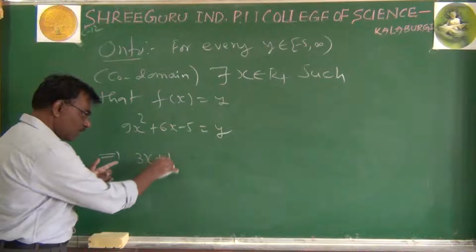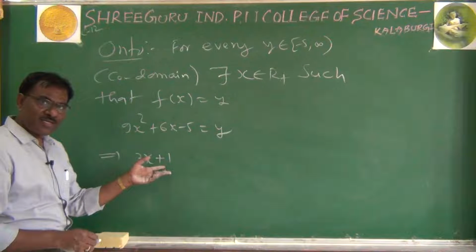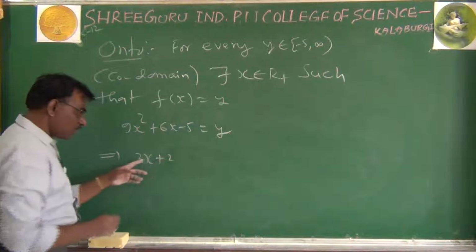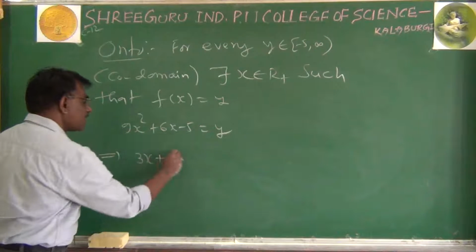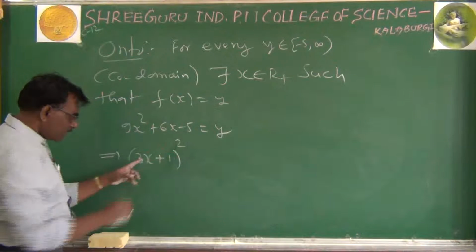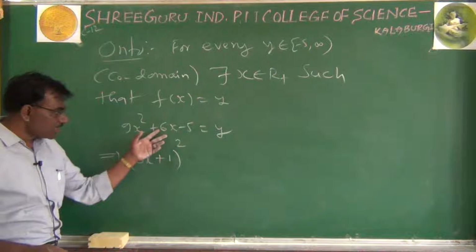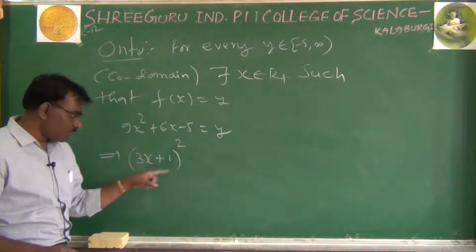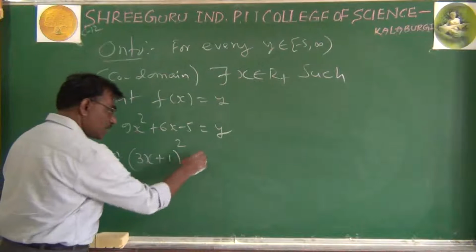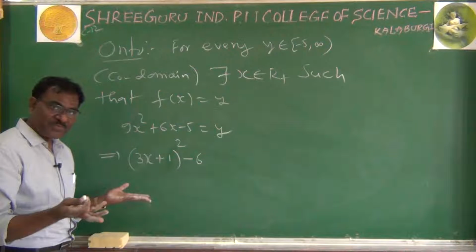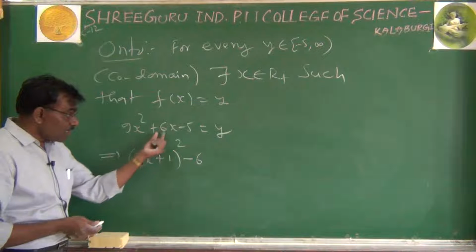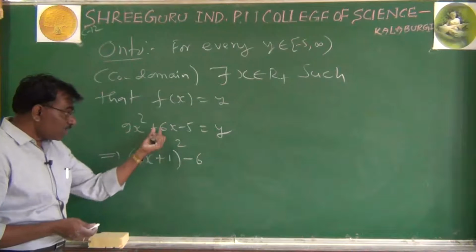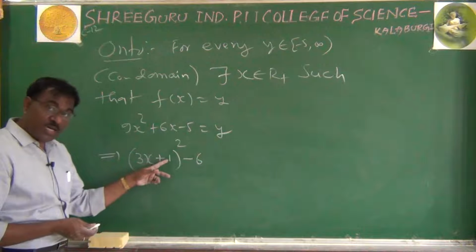Now if you write 1 here, what happens? 6x. If you write 2, what happens? 3 into 2 is 6, 2 into 4 is 12. Now, better: 3x plus 1 whole square. This gives 9x square plus 6x. Now what comes? Minus 5 comes. This is plus 1; plus 1 and add minus 6, we get minus 5. Now repeat once again: 9x square means 3x. But there is an adjustment. To get this 6x, what should be here?